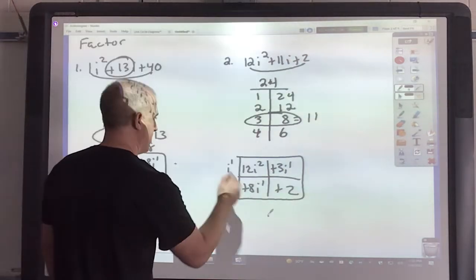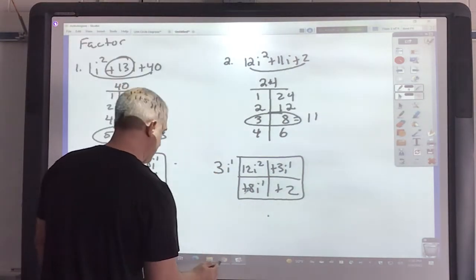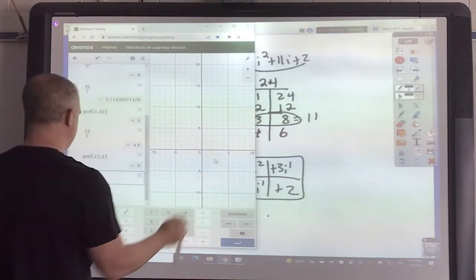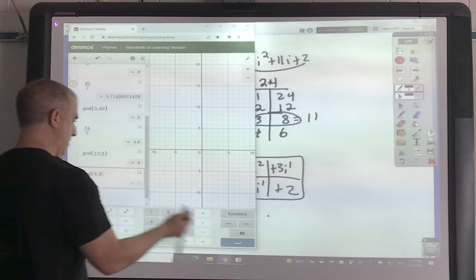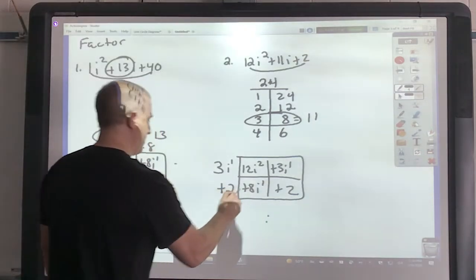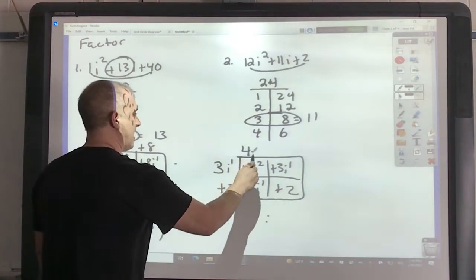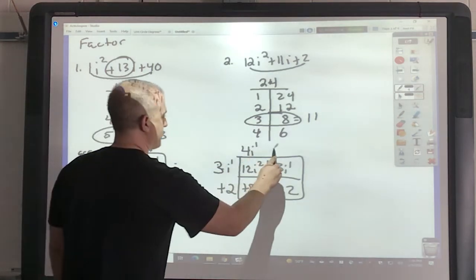That's going to be 3. It's going to be 3i to the first. GCD of 8 and 2 is 2. It'll be positive, all right? 3i times what would give me 12? That would be 4i, okay? 3i times what would give me that?